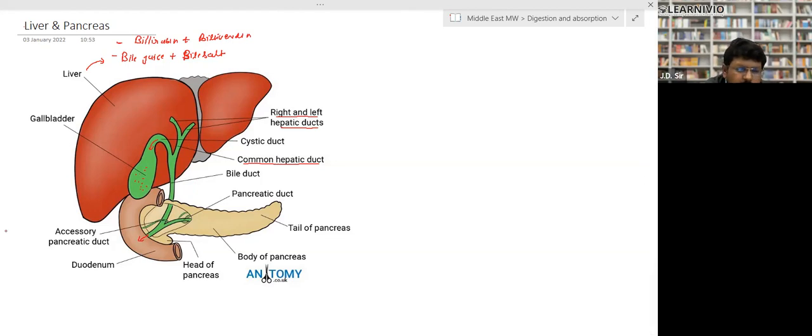The gallbladder does not have any specific function, right? The gallbladder does not secrete any kind of enzyme or hormone. What exactly does it do? It takes the bile from the liver and then secretes it. So its only function is storage of the bile juice.